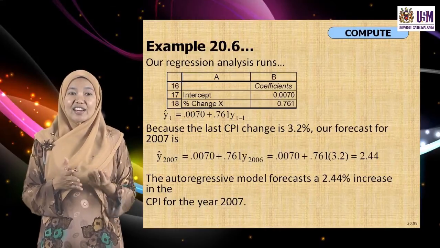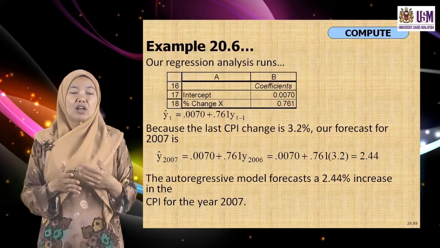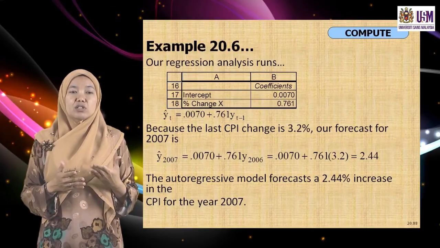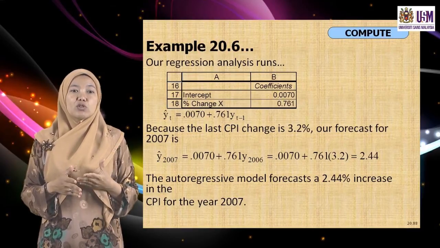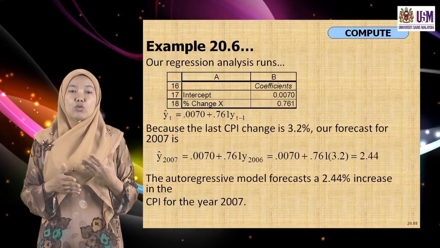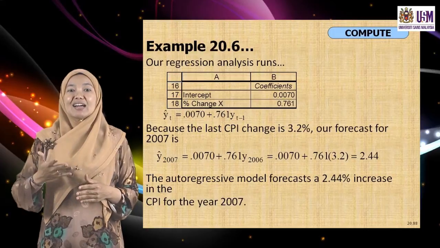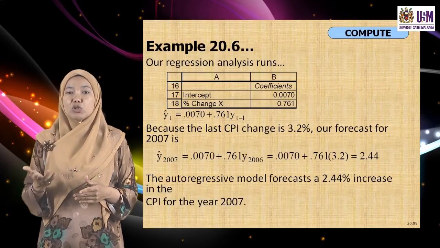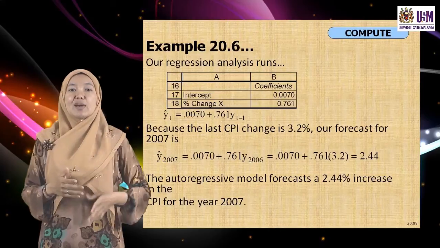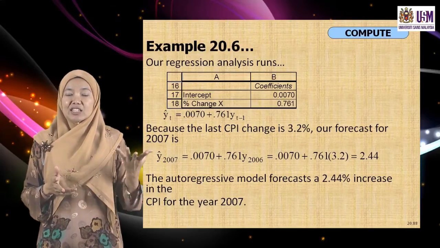So in this case, your regression equation is y hat in the current period equals 0.007 plus 0.761 times y from the previous period. Because the last CPI change is 3.2%, you need to look back at the original table for the last CPI change.